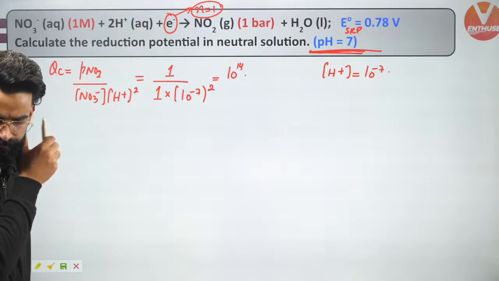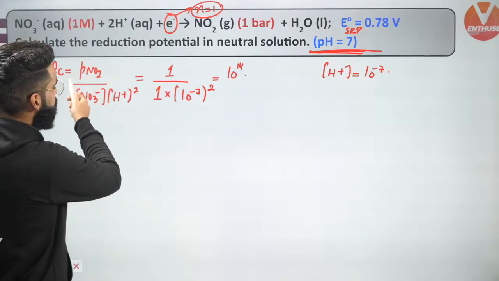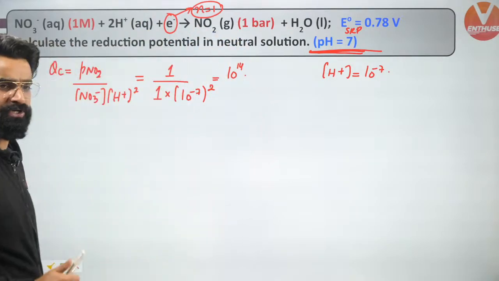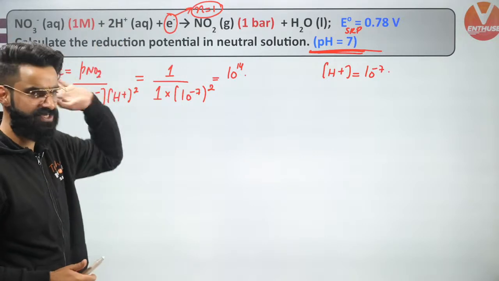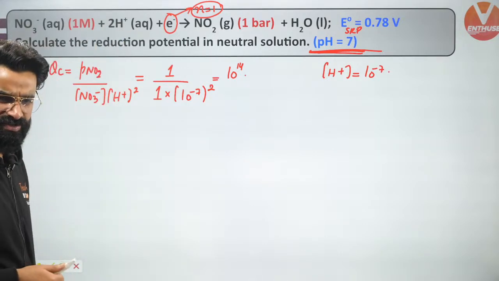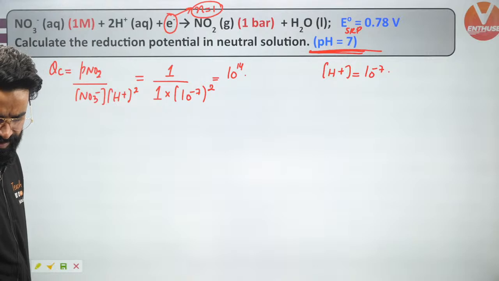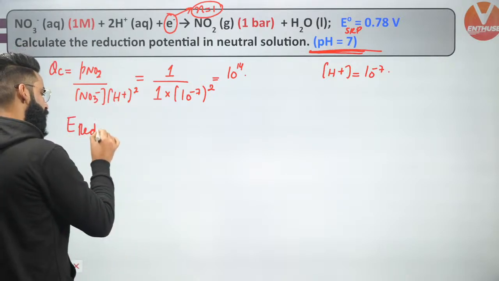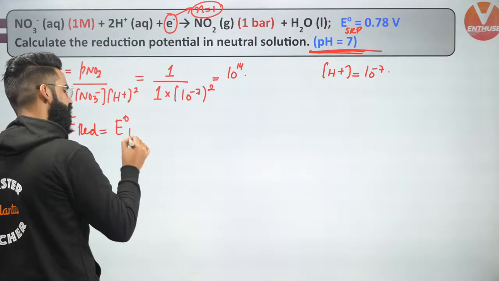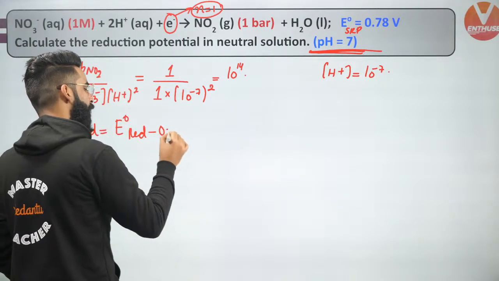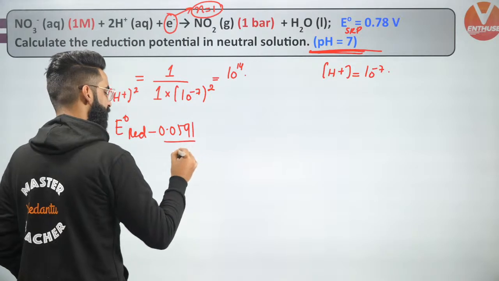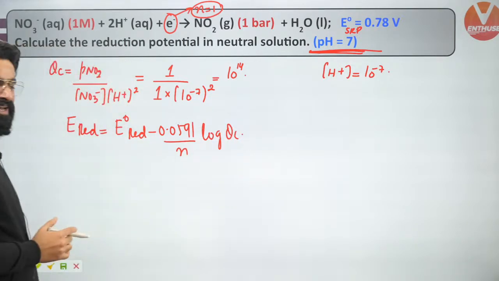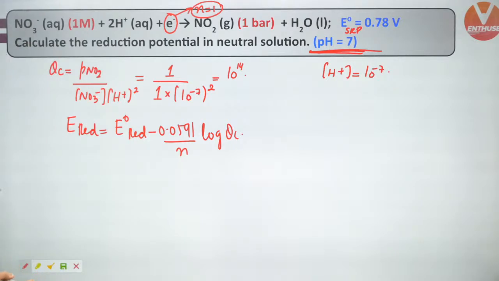Now, I got the value of QC. I got the value of n as 1. I got the standard reduction potential of the electrode whose cell reaction is this one. Can I simply use the Nernst equation? Absolutely. The question will be dusted right here. The reduction potential will be equal to the standard reduction potential E naught red minus 0.0591 divided by n, times log of QC. This is the Nernst equation which I'll be using.